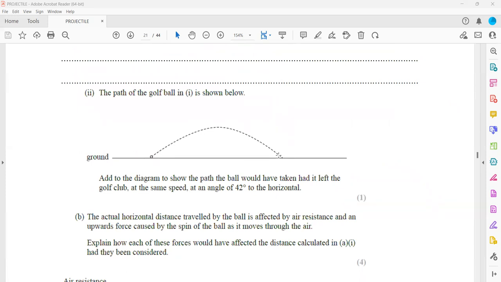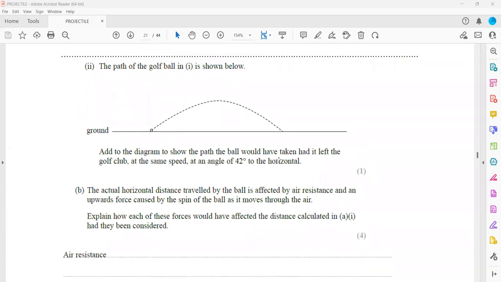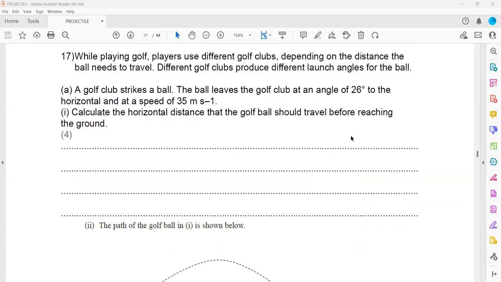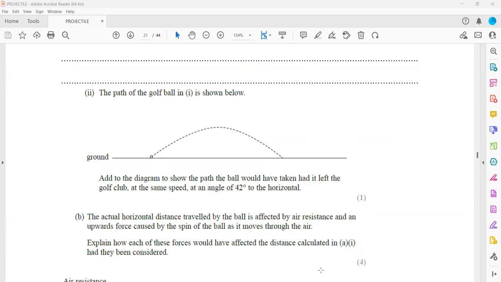The path of a golf ball is shown below. Add a diagram to show the path the ball would have taken if it left the golf club with the same speed but at an angle of 42. Here the angle 26 is there, but when we increase the angle till it reaches 45, it will be the maximum range. So when we increase the angle, the range increases till 45. After 45, it starts to decrease. So it changes from 26 to 42, which is near to 45, so the range and the maximum height will increase. Draw a continuous line, not a dotted line. Or if you want to draw a dotted line, that's fine.